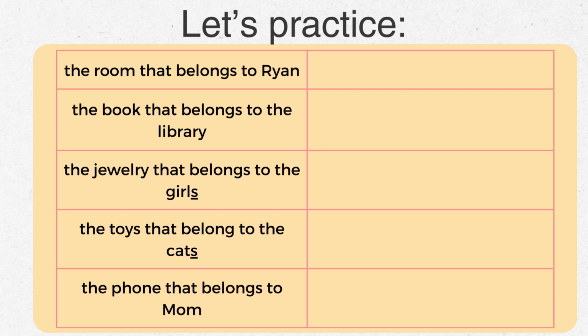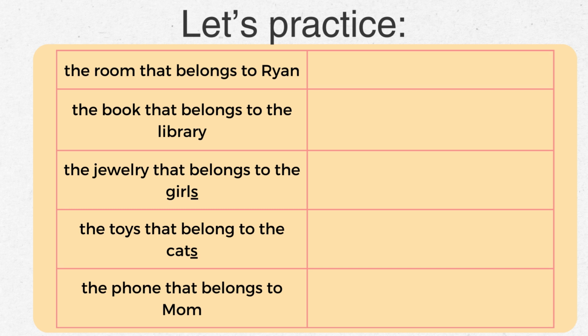You're going to make this chart on a whiteboard, in a notebook, or on paper, and you're going to write each of these phrases as a possessive. The room that belongs to Ryan. Who is the owner? Does it end in S? What do they own? The book that belongs to the library. Who is the owner? Does it end in S? What do they own? The jewelry that belongs to the girls.